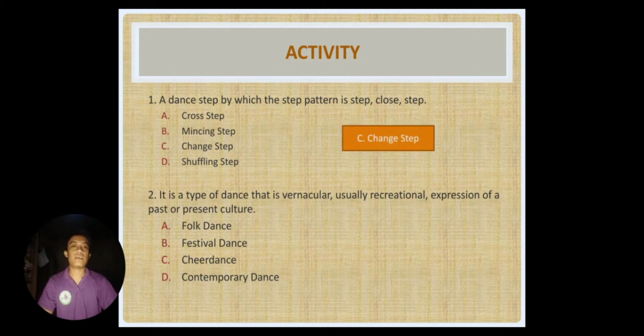Number 2. It is a type of dance that is vernacular, usually recreational, expression of a past or present culture. A. Folk dance. B. Festival dance. C. Cheer dance. Or D. Contemporary dance. And the answer is letter A. Folk dance. We will proceed to the next item.